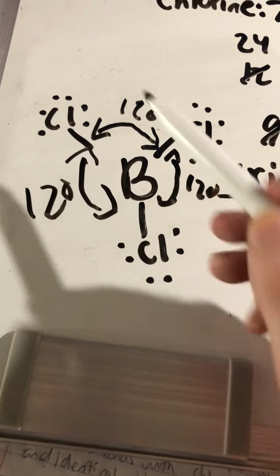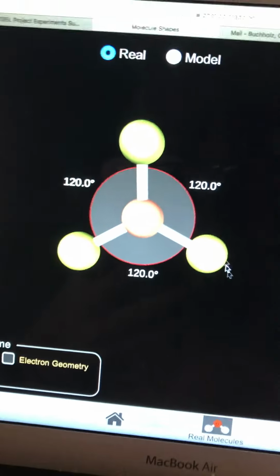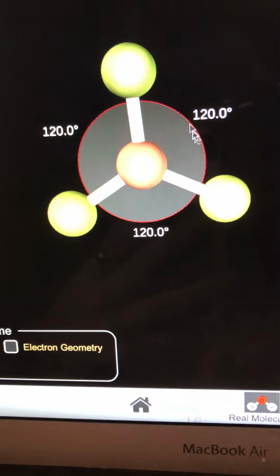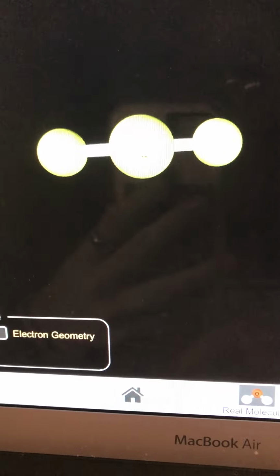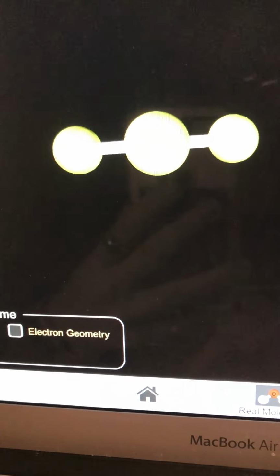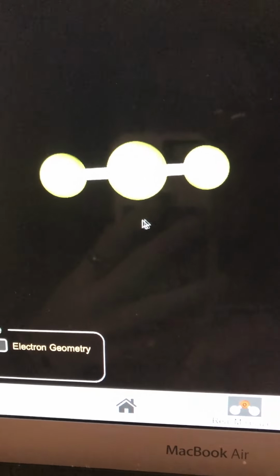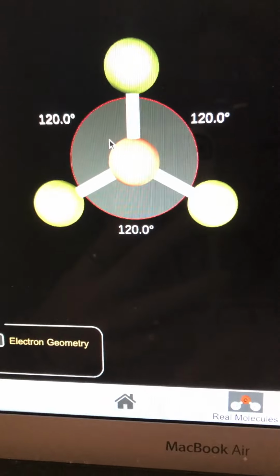So we can illustrate this even more on a 3D model. So you see this also says that the bond angle is 120 degrees, and you can see that it's completely flat, showing how it's nonpolar. When we move it like this, it's even more evident how flat it is, showing again how it's nonpolar because there's nothing above, nothing below, and there's no lone pairs on the central atom.